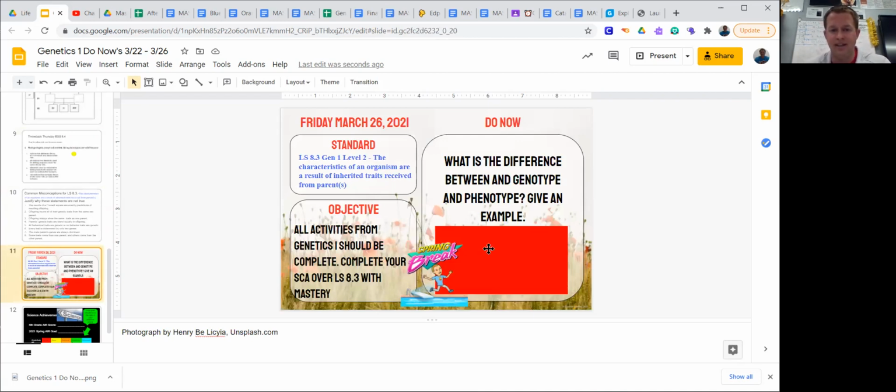Friday, you're taking the SCA over Life Science 8.1. What is the difference between a genotype and phenotype? Give examples. A genotype is what the phenotype expresses. So a genotype would be capital H, lowercase h, and the phenotype would be a green shell or things like that.